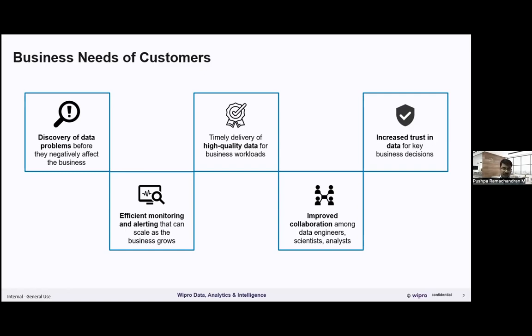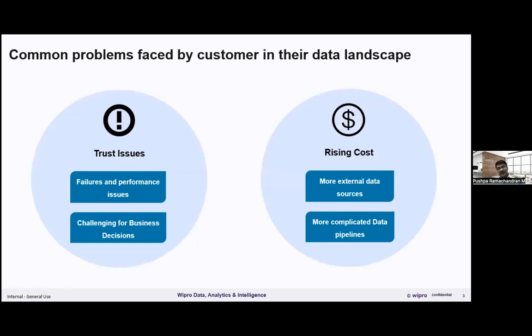So how do we maintain the trust in the data that is used for key decision making? That's our first focus. How do we maintain the trust in the data that is used for decision making? The second aspect is how do we do that very efficiently at the same time? That's the cost, to put it in simplistic terms.